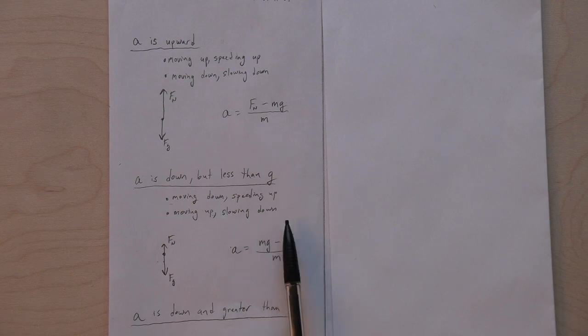Again, you write a equals F net over m, and then the second line, a equals the forward force, mg, gravity, minus the backwards, the normal force, over m. And same thing about either this being unknown or that being unknown, and then you solve.